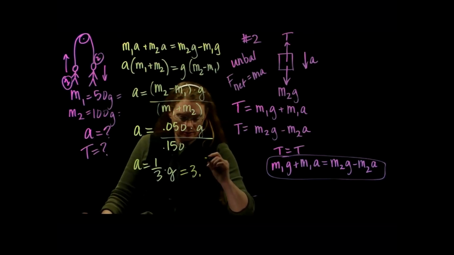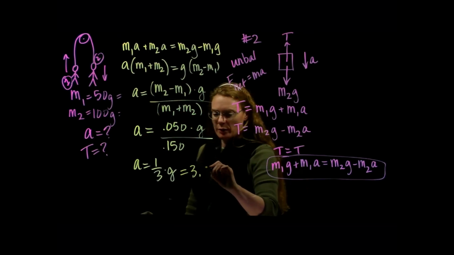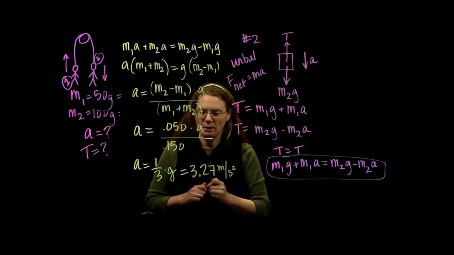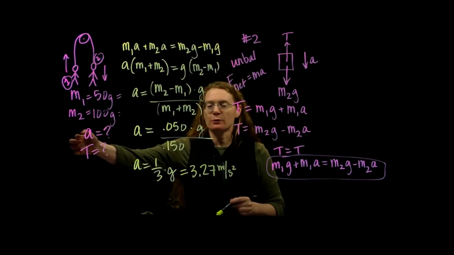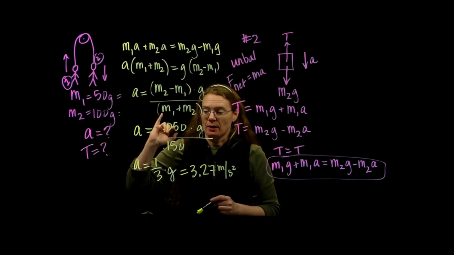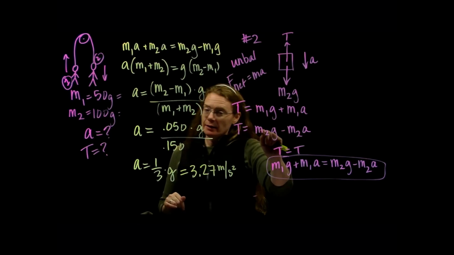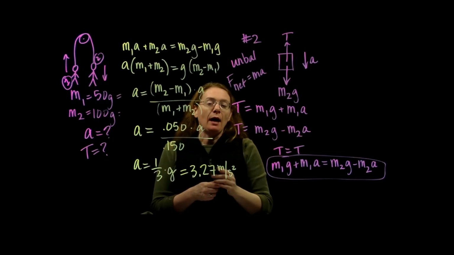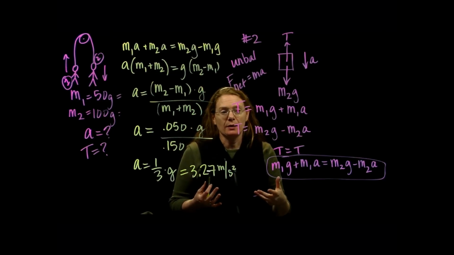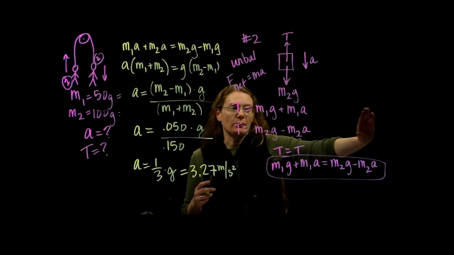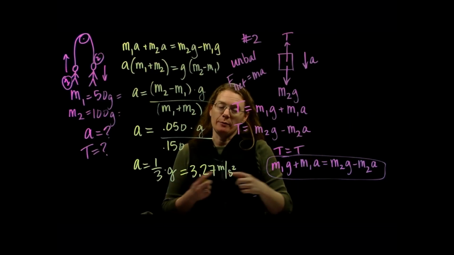And 3.27 meters per second squared. So there's our acceleration. That's our first one. How do we get our tension? Well, take a look. I have an equation for tension. I have another equation for tension. I like to do both of them because I know that the tensions should be equal, and if I do the math for both of them and they come out differently, I know I've made a mistake.